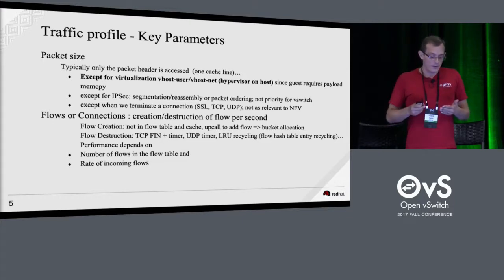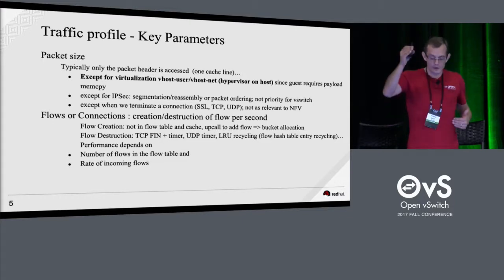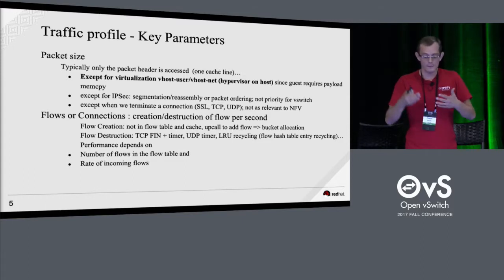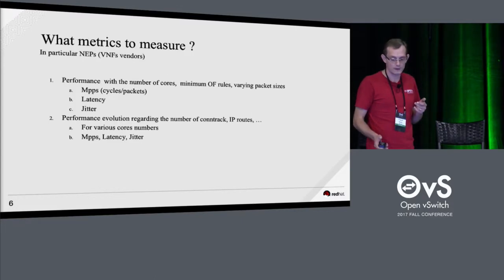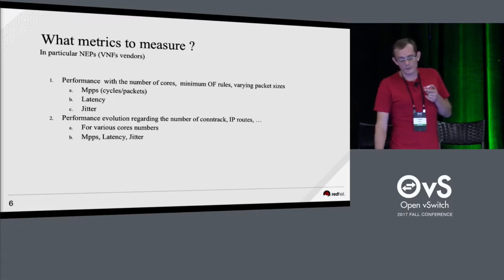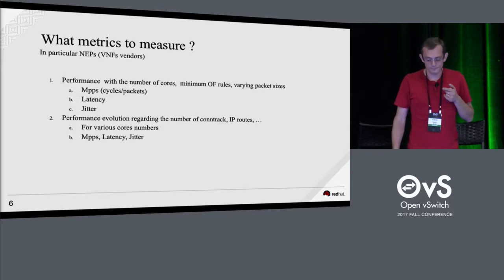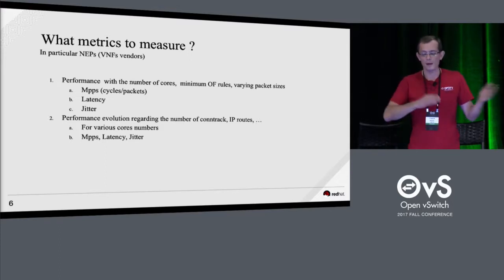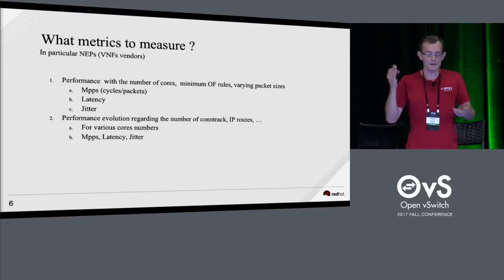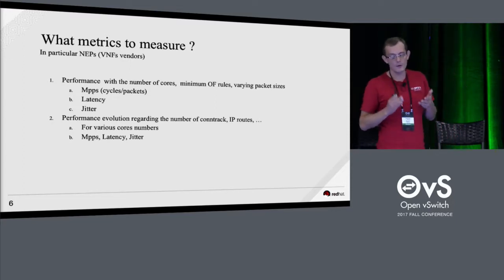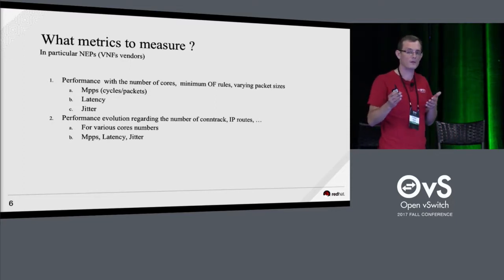Also, the performance may decrease if your table is full, because you will have some collisions in the table, and also because of the rate of incoming flow, obviously. And what metrics do we want to measure? So we want to measure, for various packet sizes, how many cycles per packet we spend, with the latency and the jitter. And we want to know that for various core numbers to see if the performance scales.